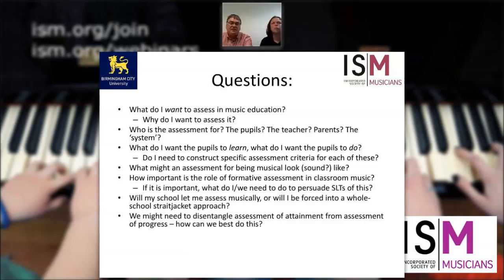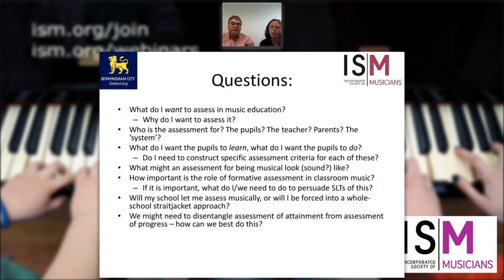So here's some questions that are worth working through, and really worth thinking about in terms of what you're doing. So, questions for yourself, and then maybe to share with SLTs. What do I want to assess in music education? And somebody earlier on wrote about the tail wagging the dog. So what do you want to assess, and why do you want to assess it? Then think about who it's for. We've touched on this already. Who is it for? Is it the pupil, the teachers, parents, the system? Who is that assessment for?